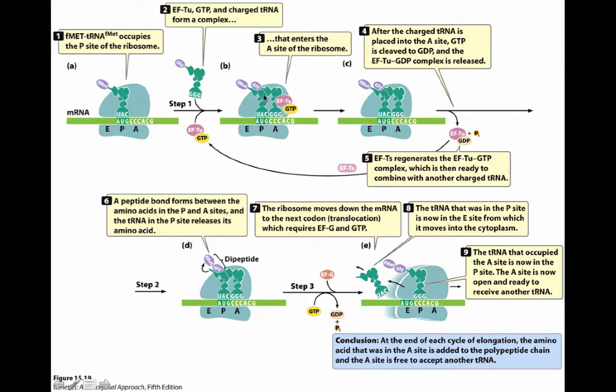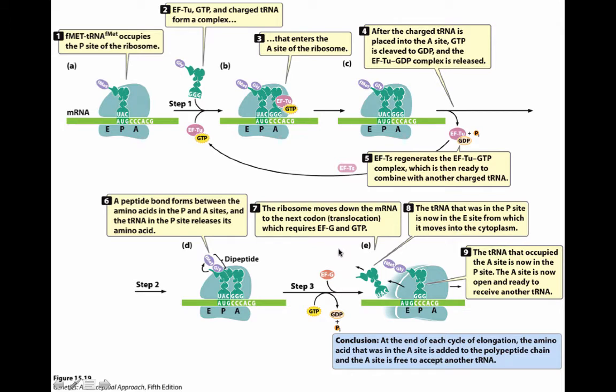After the initiating methionine has come into place, then another anticodon region of a transfer RNA strand is going to occupy the A site, and is going to bring in the charged transfer RNA, and that new amino acid that's come into the A site is then going to see some energy exchange, and a peptide bond is going to be formed between the amino acids in the P and the A site. And then the transfer RNA in the P site is going to release its amino acid.